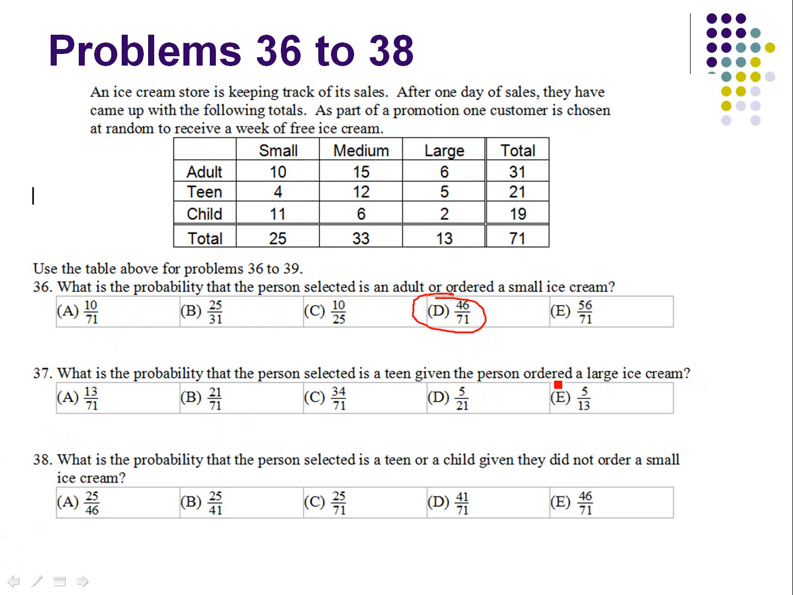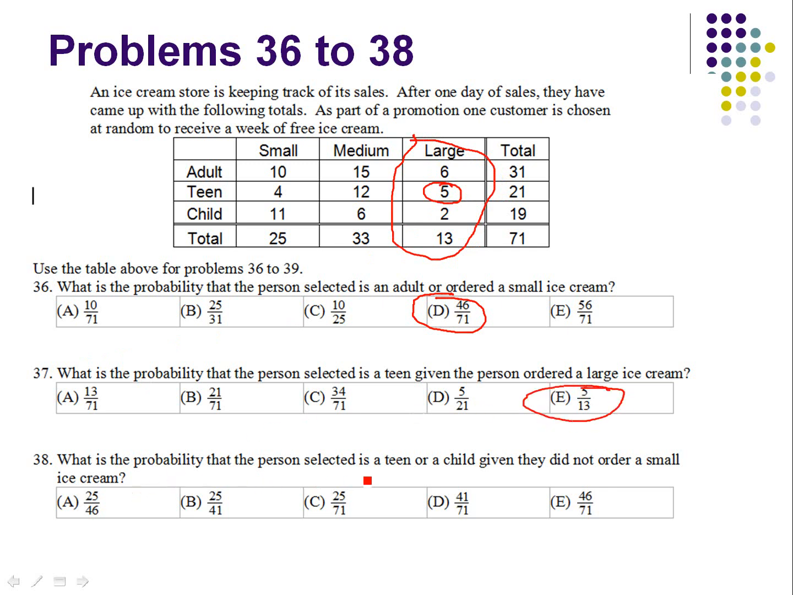Okay, I know the person ordered a large ice cream. So I already know it's out of this column. I want the probability they're a teen. Well, it's 5 out of 13. So that would be this one.